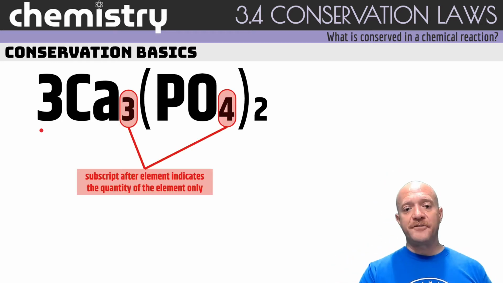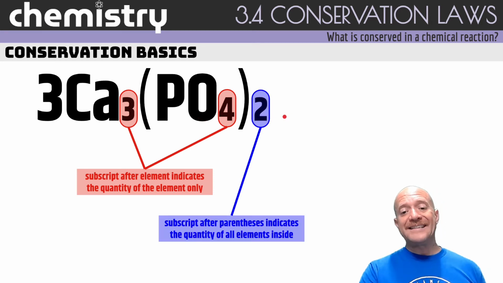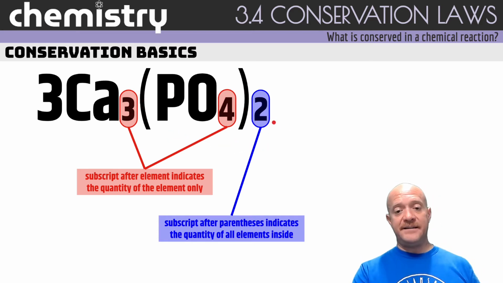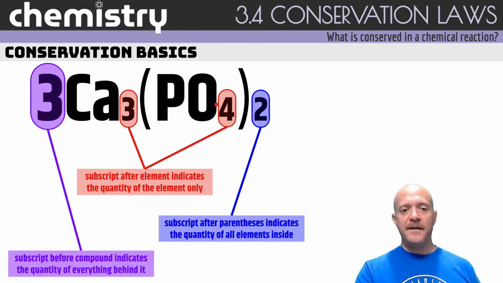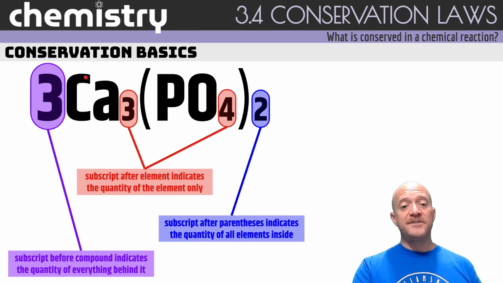So when you see a subscript immediately after an element, it indicates the quantity of the element only. So that means 3 calciums, that means 4 oxygens. Now, a subscript that's after the parentheses indicates that everything inside the parentheses gets this multiplier. So in other words, there's 2 PO4s. And then the 3, the subscript before the compound, indicates that everything behind it, there's 3 of them. So there's 3 calcium phosphates.